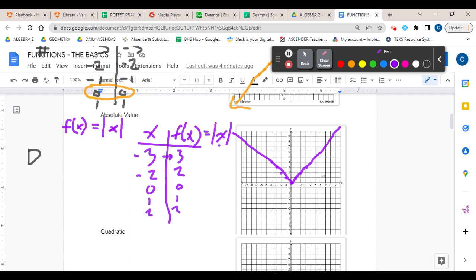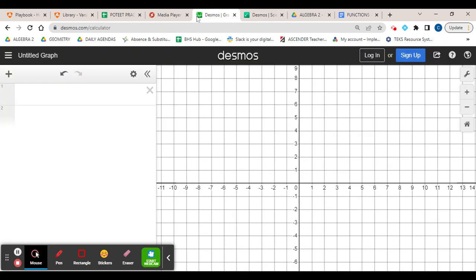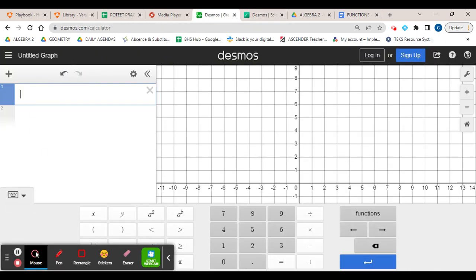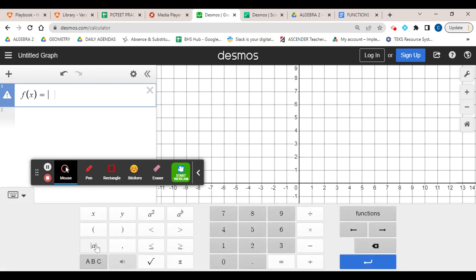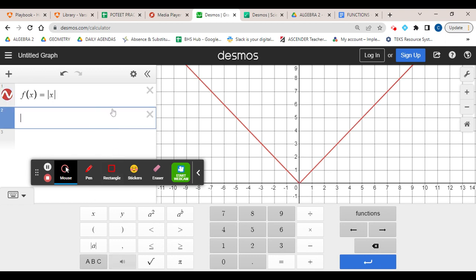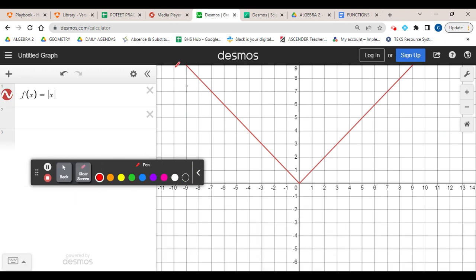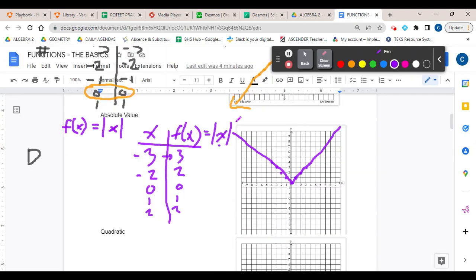Okay, so what this means, if we go to Desmos and we go, f of x equals the absolute value of x, look at what it does. It graphs that line. Okay, well, why does it graph that line? Because this red line takes all the points that would fit this little graph right here.